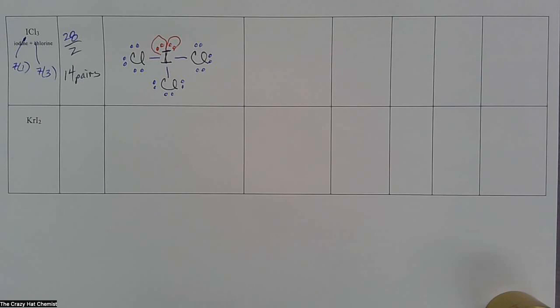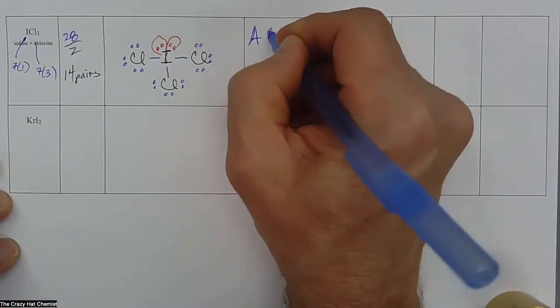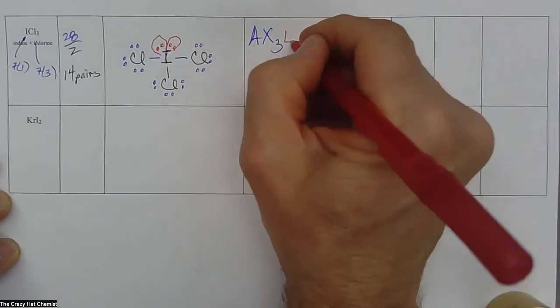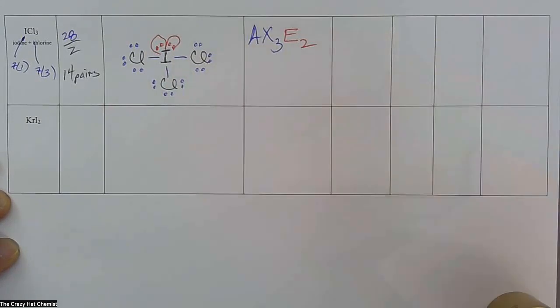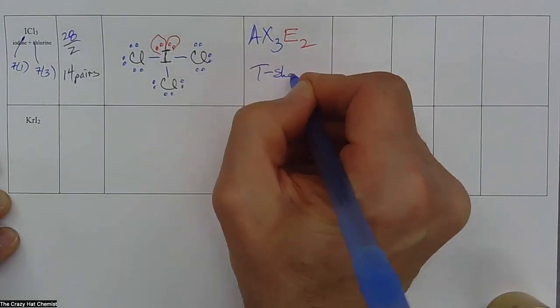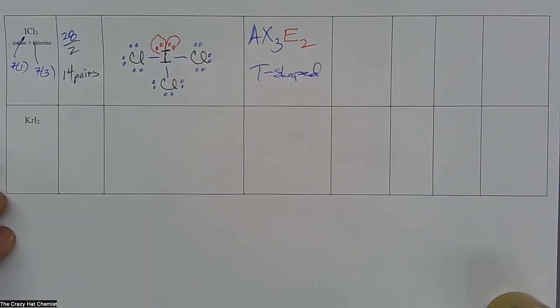Made a mistake. So this one right here is AX3E2. And this one is T-shaped. Yes, I did the previous one as T-shaped, and that is a mistake. So we're going to come back to that one, and we're going to make a correction here. I knew there was something that was not working here for me for that one for some reason.